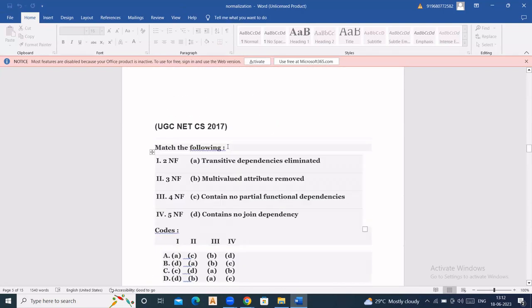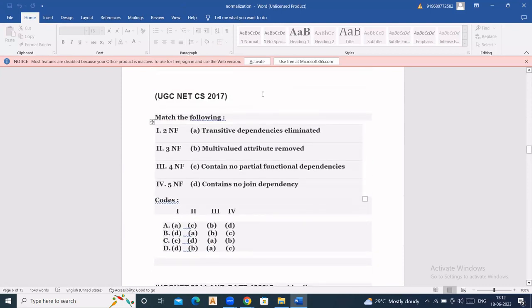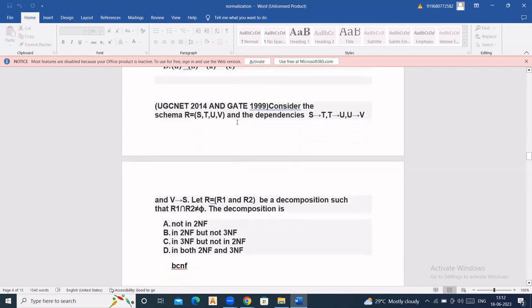This we have solved. Now see, this type of question is also there in UGC NET. For 1NF, what is the keyword I said? Atomic. For 2NF, no partial dependency. For 3NF, transitive dependency. So this type of match-the-following questions will also be there.